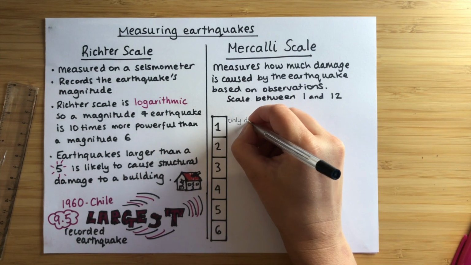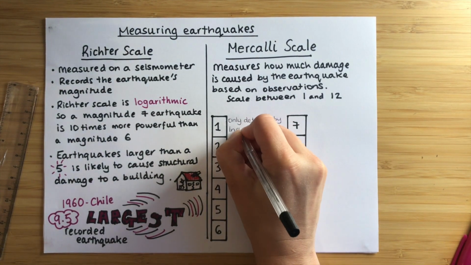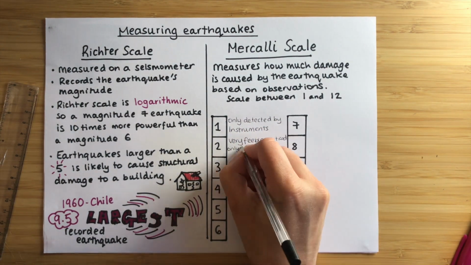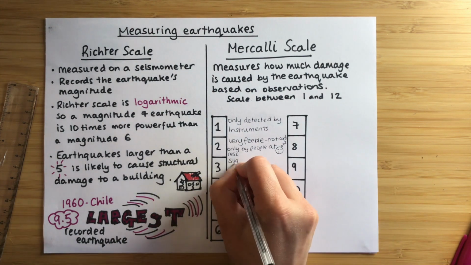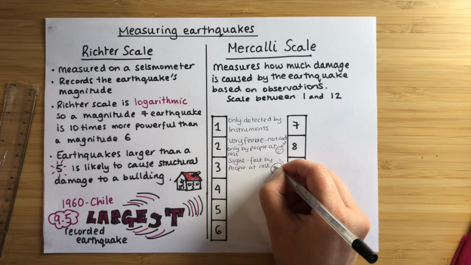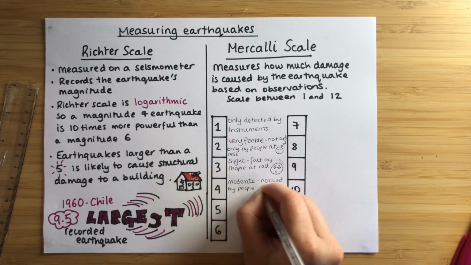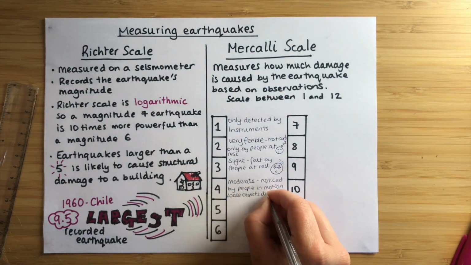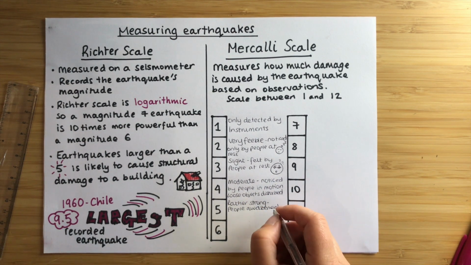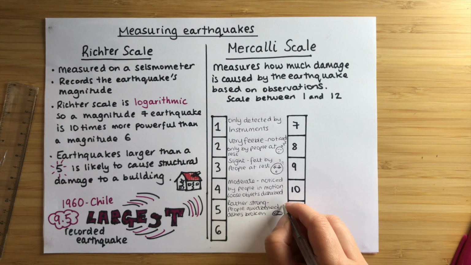Number 1 can only be detected by instruments. These are the types that you're going to get in the UK, the earthquakes that you would never even know have happened. 2 is very feeble, only really noticed by people at rest, and 3 is very slight, so felt by people at rest, a little bit like a lorry going past. 4 is moderate, so generally perceptible by people that are moving, loose objects might be disturbed. 5 is rather strong, so dishes might be broken, bells might be rung, people might be woken up.